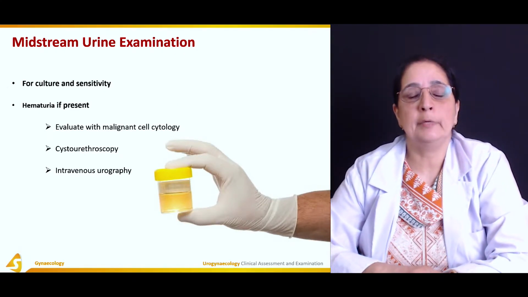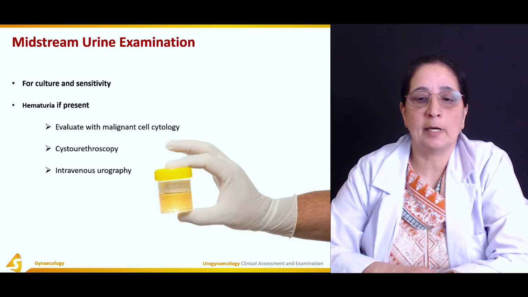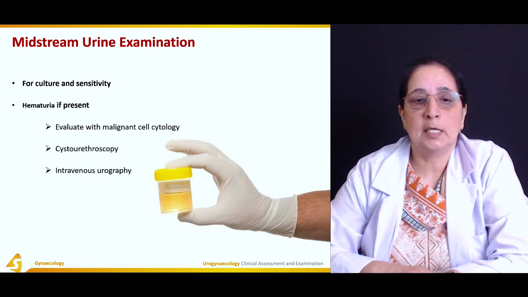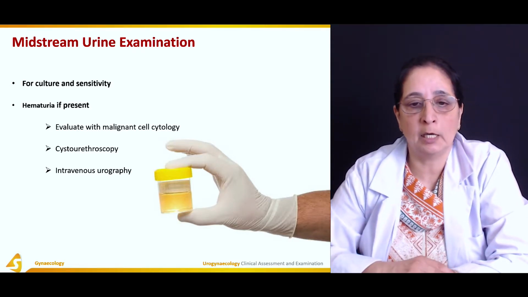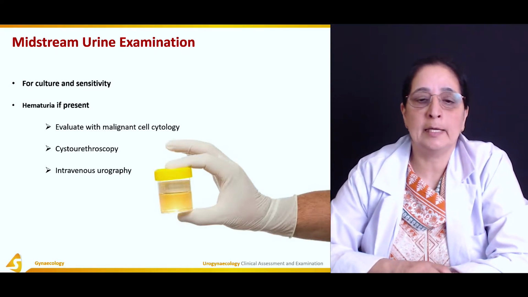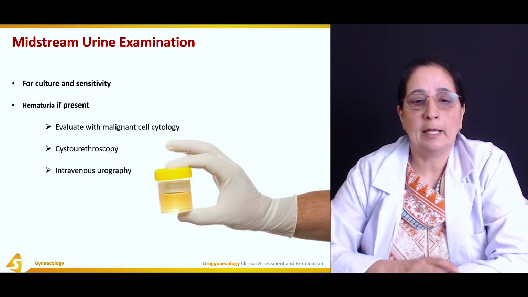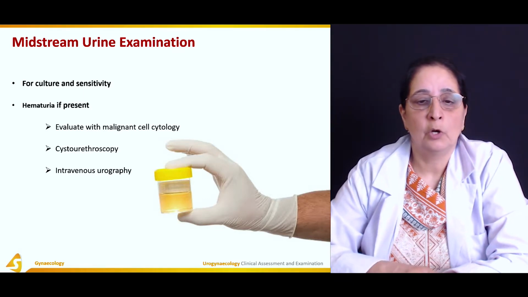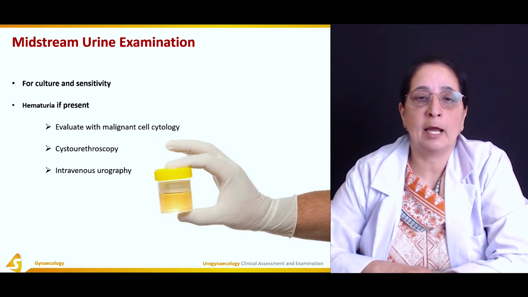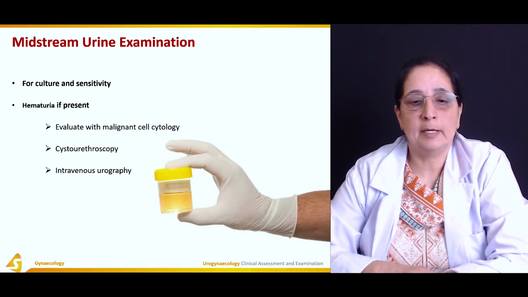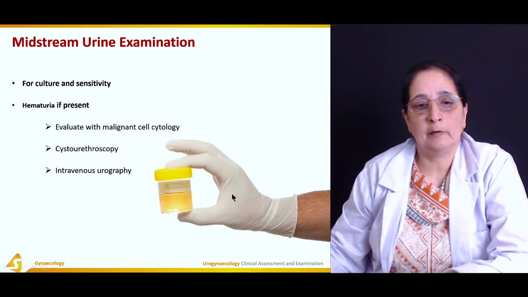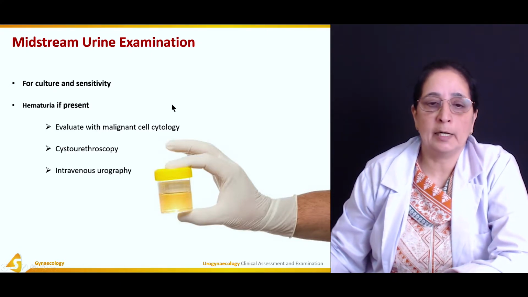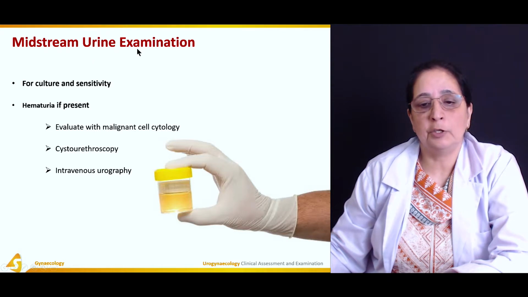Midstream urine examination is done for culture and sensitivity, and if there is hematuria, blood in the urine, then further testing should be done to find out if there are any malignant cells present. And then we also do cystourethroscopy and IVU, or intravenous urography. So all these tests should be done if there is hematuria, or blood in the urine.